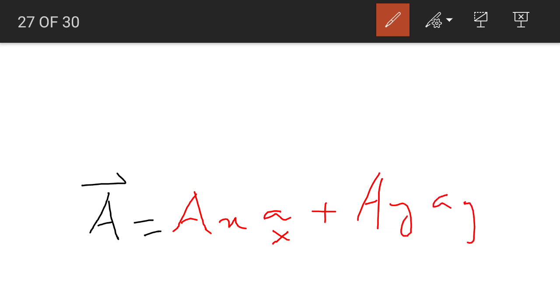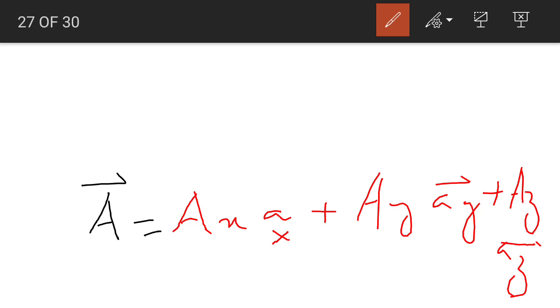So if we have this vector in the rectangular coordinate system, this vector will have three components: the component in the direction of the unit vector ax, the component in the direction of the unit vector ay, and the component in the direction of the unit vector az. Right? So this vector is in the rectangular coordinate system.